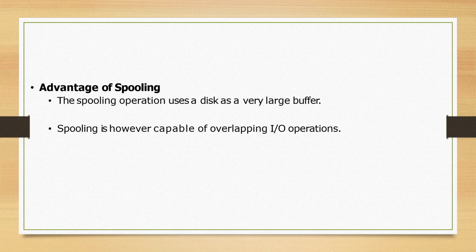Spooling is also capable of overlapping I/O operations. So it supports the user way of overlapping the jobs. For example, in a printer, if two or three data items need to be printed at a time, it won't be meaningful. To make it more meaningful, we store whichever data has to be printed in the disk, and then we send it to the printer. So the data will be exact. So that is one advantage we have in spooling.